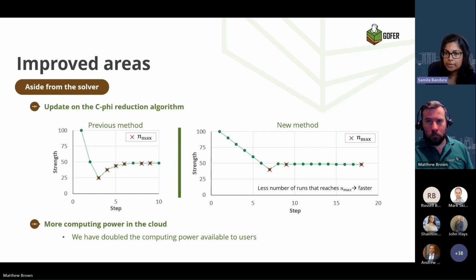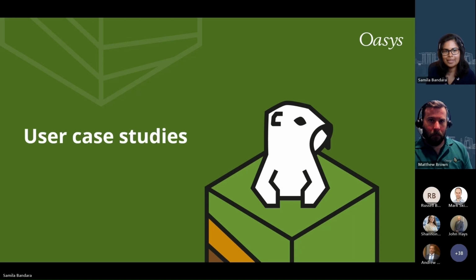Our next improvement is increasing the computing power in the cloud. We have doubled the power, which will give users an even greater speed boost. And this is an added benefit of Gofer running in the cloud. And now I will hand over back to Matt.